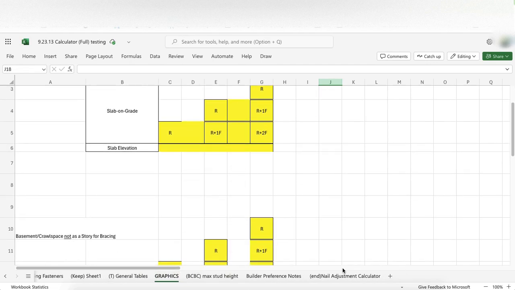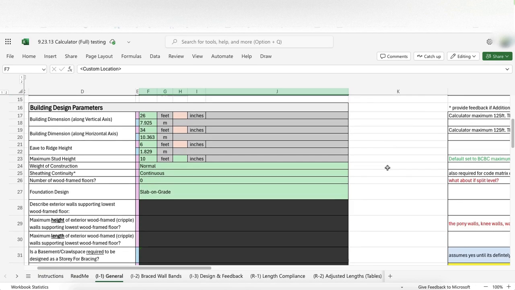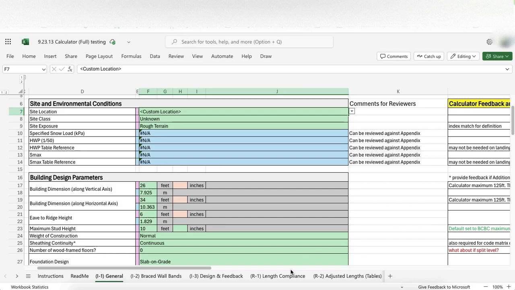And then there's just a few back-end items here that are largely undeveloped. But as you can see, it's still very much in an incomplete state. Most of the user inputs are functional.